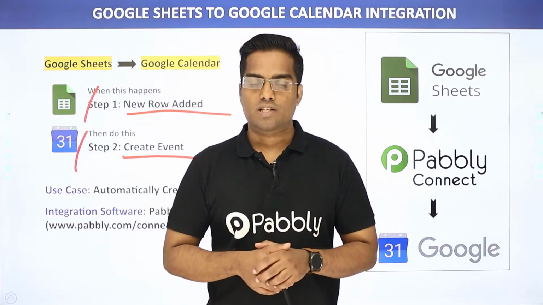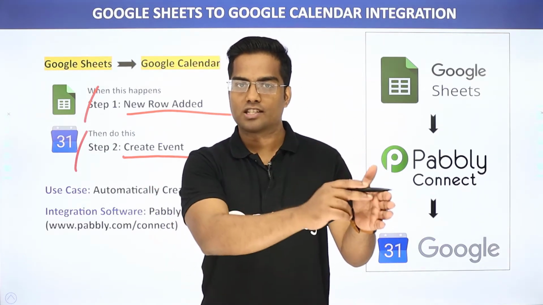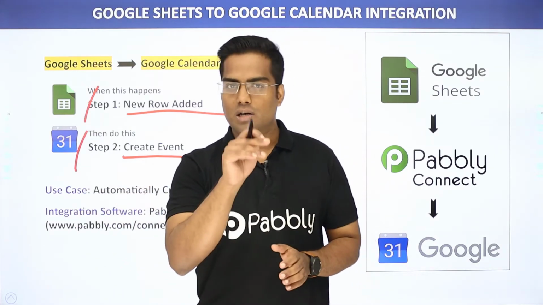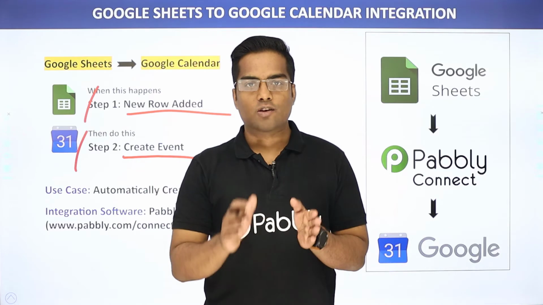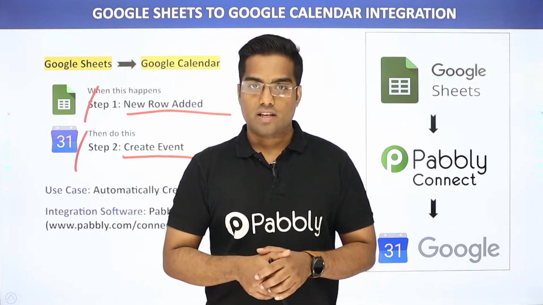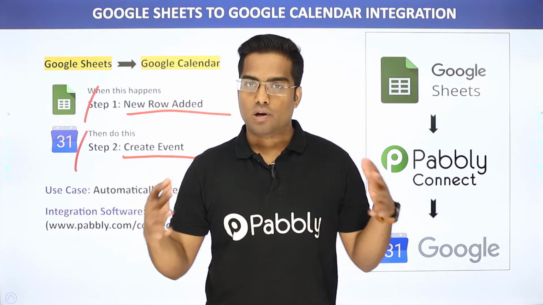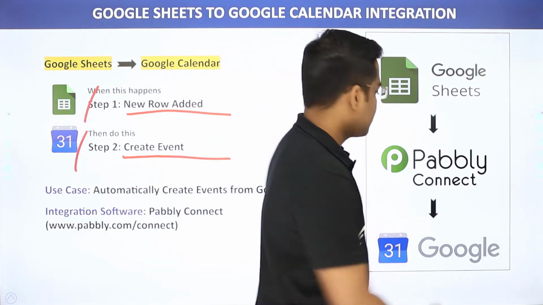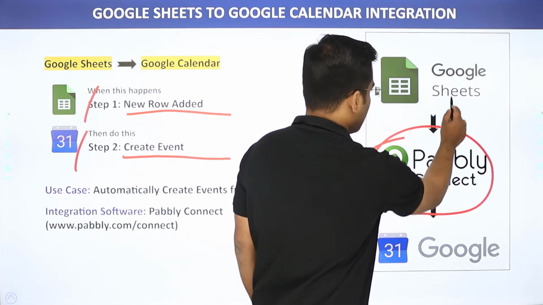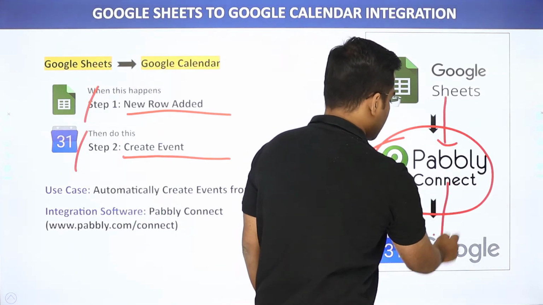So what we are going to do is we are going to send the data from Google Sheet to Google Calendar. But there is one minor problem. There is no integration between Google Sheets and Google Calendar. So in cases like these, we need to bring a third app to properly connect them both. So in this video, we will be using Pabbly Connect to integrate Google Sheets and Google Calendar.